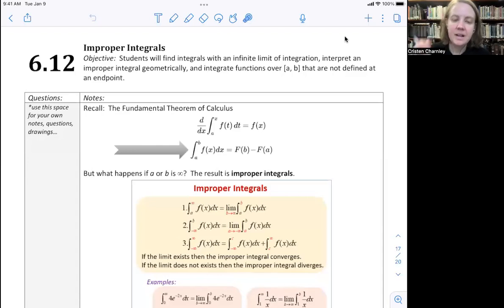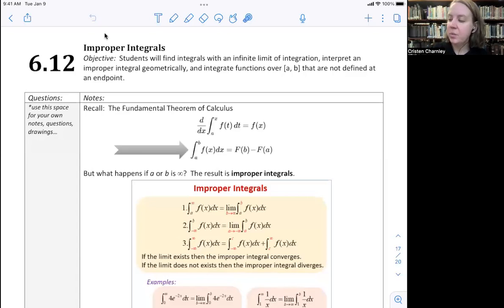Today we are working on section 6.12, improper integrals. We will find integrals with an infinite limit of integration, interpret an improper integral geometrically, and integrate functions over [a, b] that are not defined at an endpoint. So we got a couple things going on here. There are two main types of improper integrals.